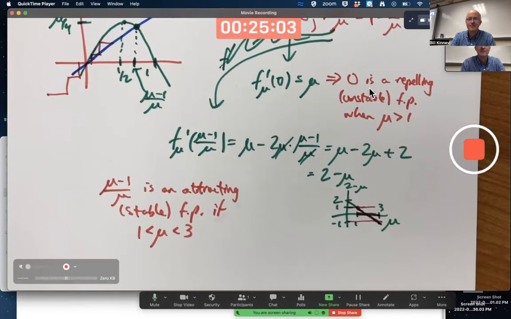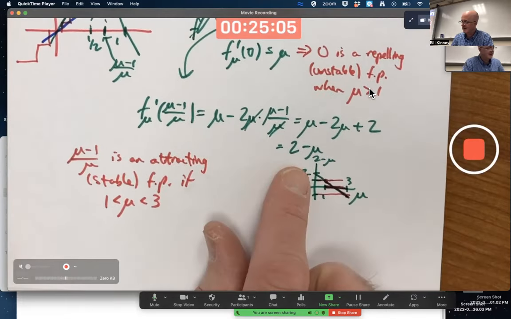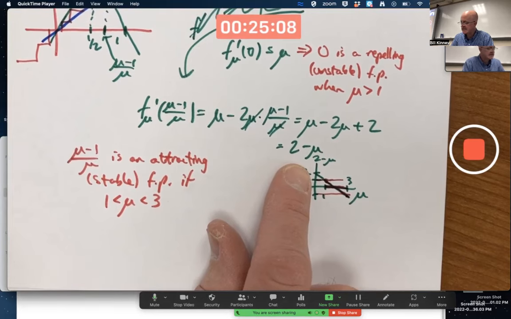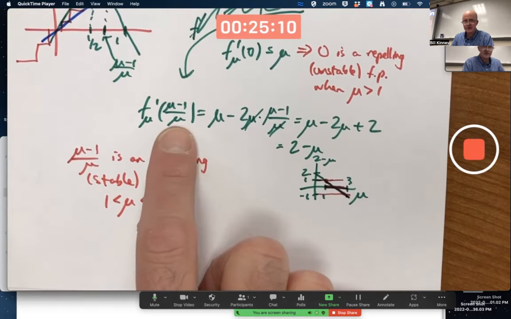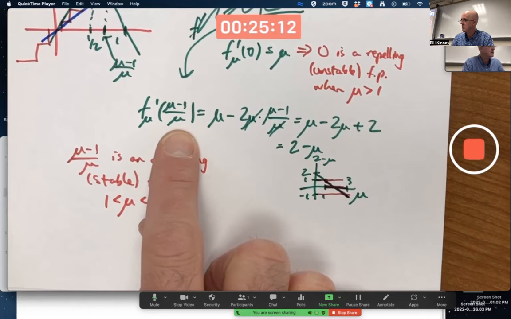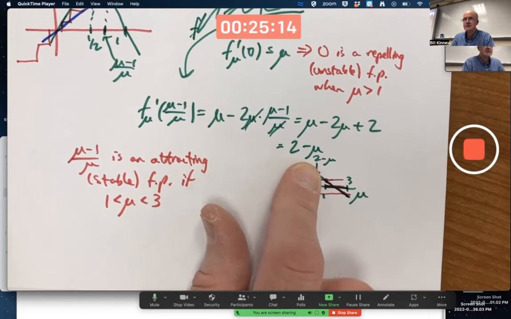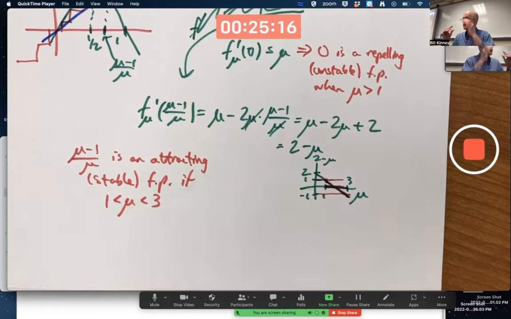Check it by hand. If mu is 3, yeah, mu minus 1 over mu would be 3 minus 1 over 3, 2/3. 2 minus 3 is -1. You're going to get -1. That's the boundary between attracting and repelling, stable and unstable.